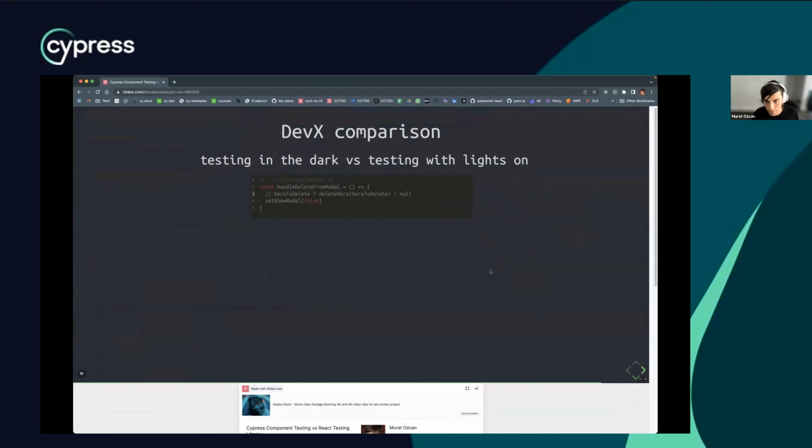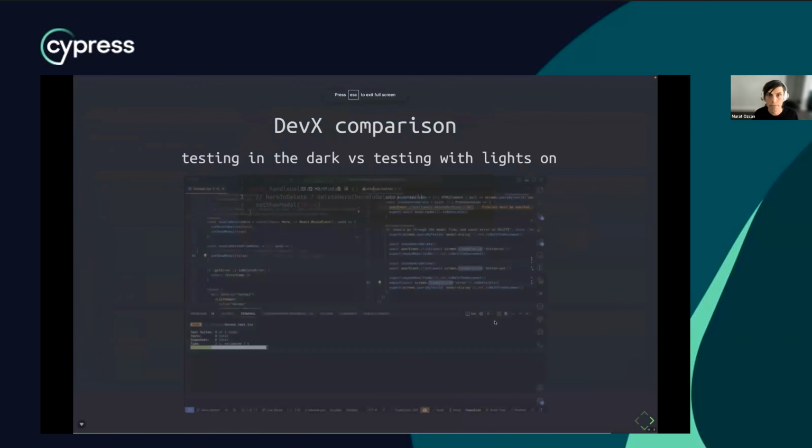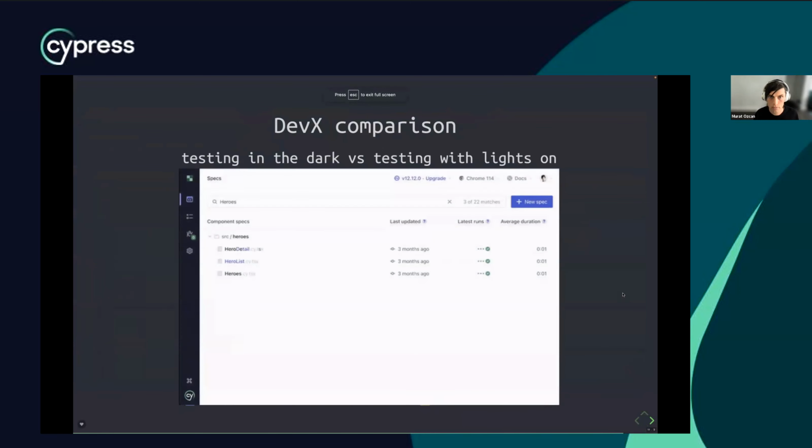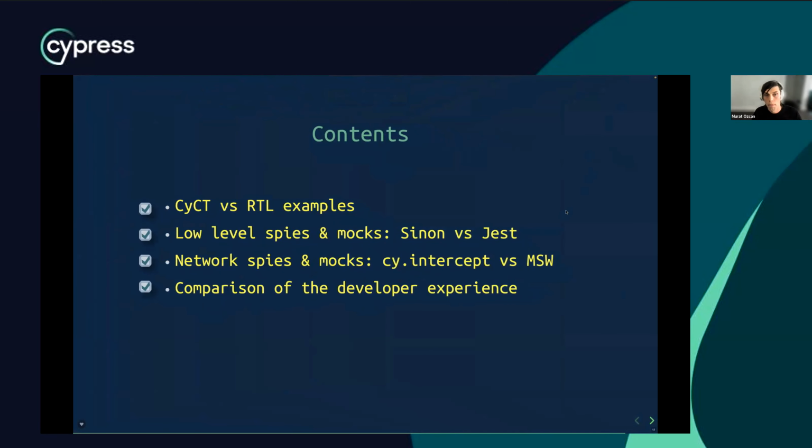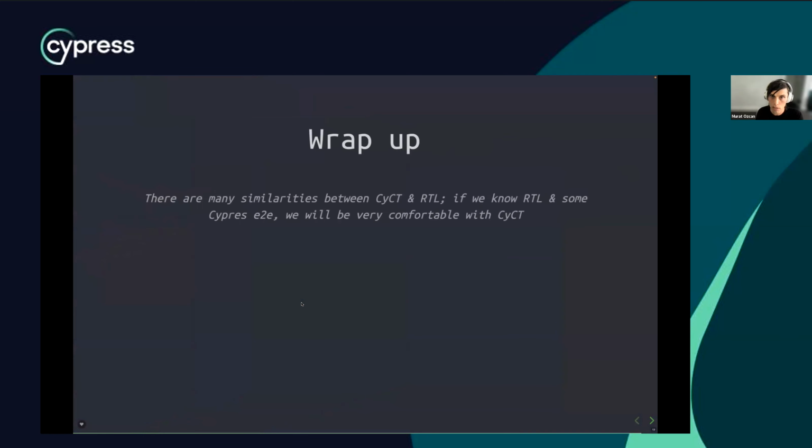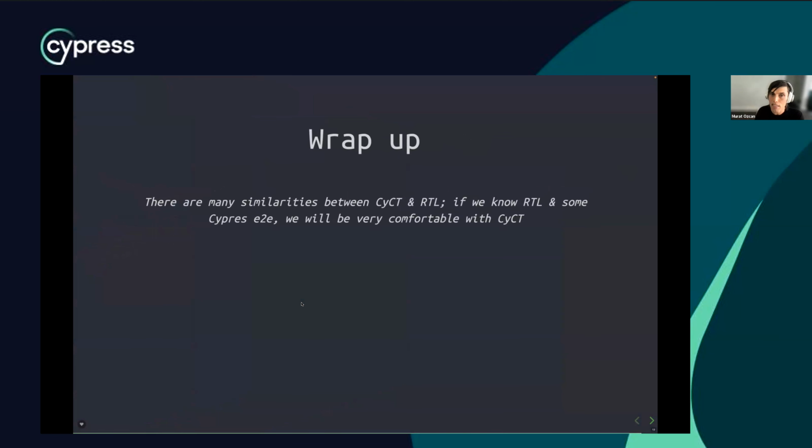All right, so what does that all mean? We covered all these examples, Cypress component testing versus RTL. We covered 6 examples on Cypress versus just network stubbing capabilities. We covered developer experience with 3 examples. In summary, there are many similarities between Cypress component testing and RTL. If we know React Testing Library and some Cypress end-to-end, we will be very comfortable with Cypress component testing.